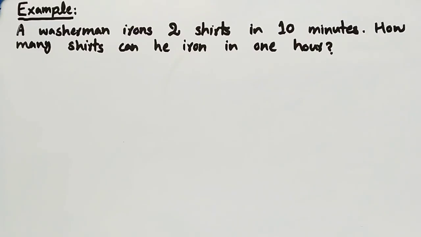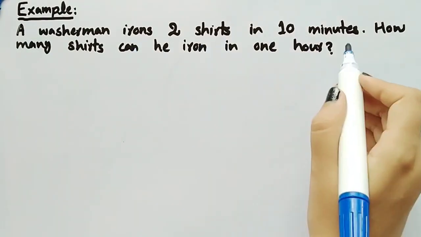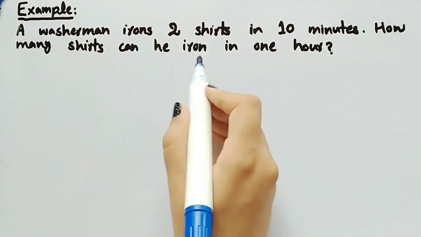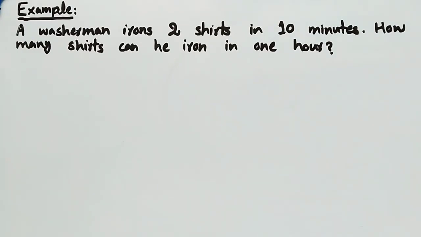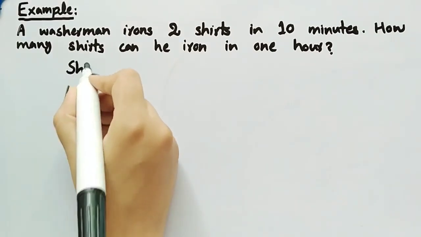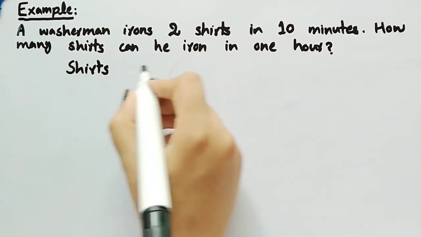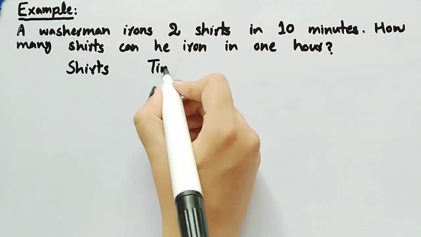To understand more clearly what is direct proportion, let's discuss an example. A washerman irons 2 shirts in 10 minutes. How many shirts can he iron in 1 hour? We can write the above situation as: let's firstly write the shirt and secondly write the time.